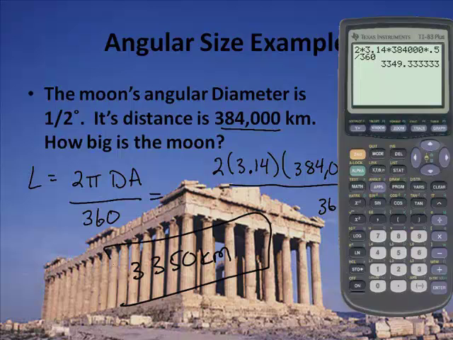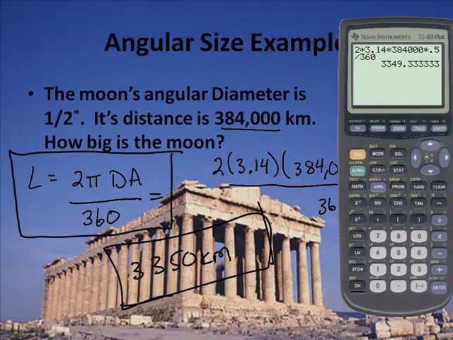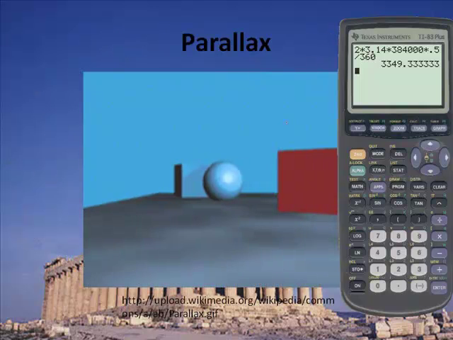And you know how big the diameter of the moon is? 3,350 kilometers. So you can actually do this. It's just plugging into this cool little equation, and you can determine what the answer is. That's pretty cool, isn't it? Very, very cool.